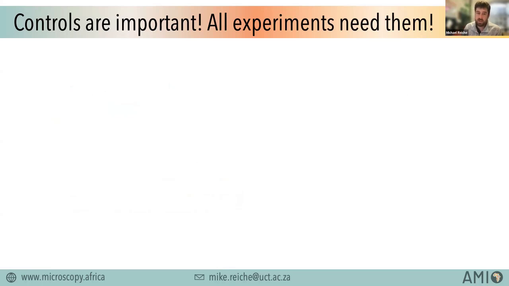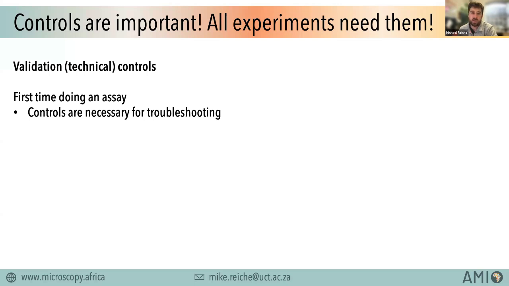And when you're doing any microscopy experiment, controls are very important. You need them. You have to plan your experiment to include controls, because without controls, you don't really have an experiment. So there are generally two different types of controls, one of them being validation or technical controls. And these are mostly useful when you're validating something for the first time. And they are invaluable when things occasionally go wrong and you need to troubleshoot. You need to refer to your controls to understand where something is going wrong or where something is going right.